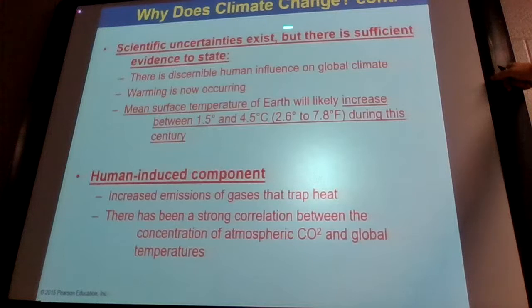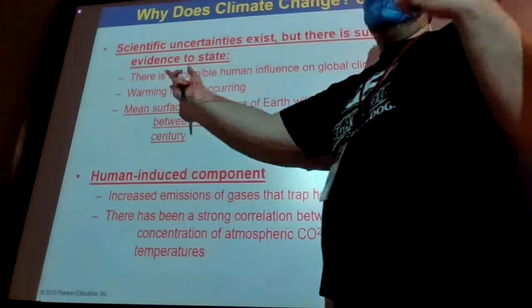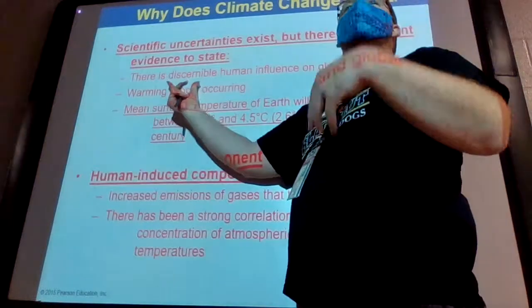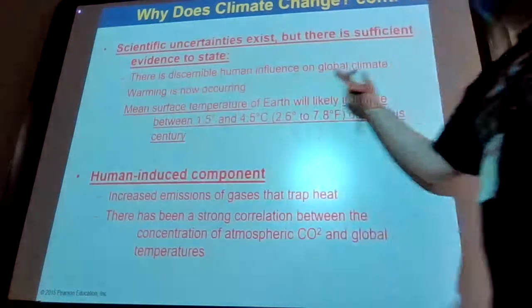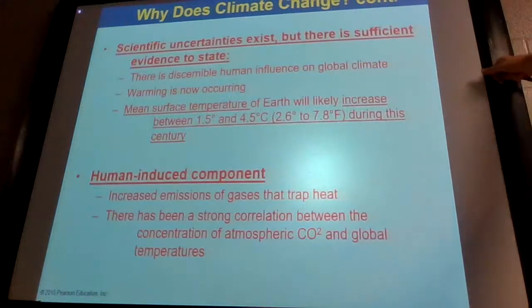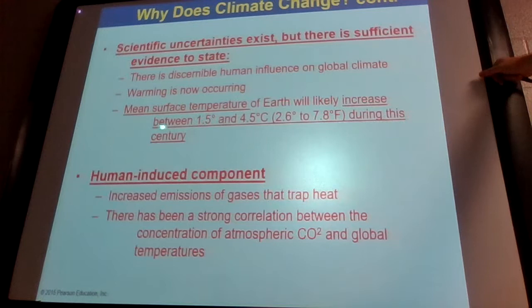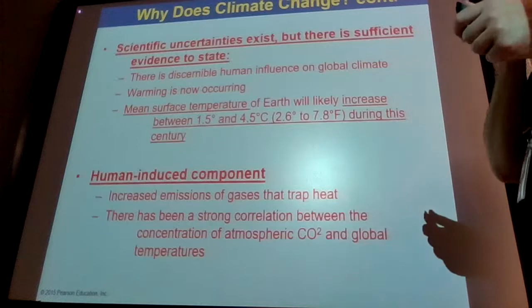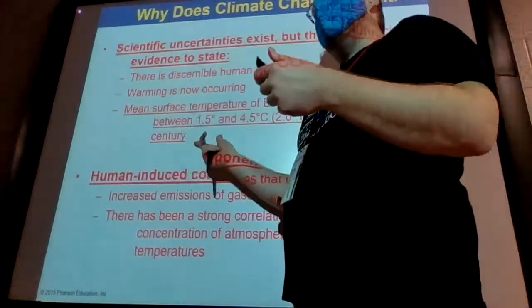So they're telling us, obviously, not everything's perfect. We have some uncertainties, but there's sufficient evidence to state that there is a discernible human influence on global climate. Discernible, they mean detectable, like I can see that influence humans are making on the global climate. Warming is now occurring, and the mean surface temperature of Earth will likely increase between 1.5 degrees and 4.5 degrees Celsius during this century, over the next 100 years. I like these kinds of things.